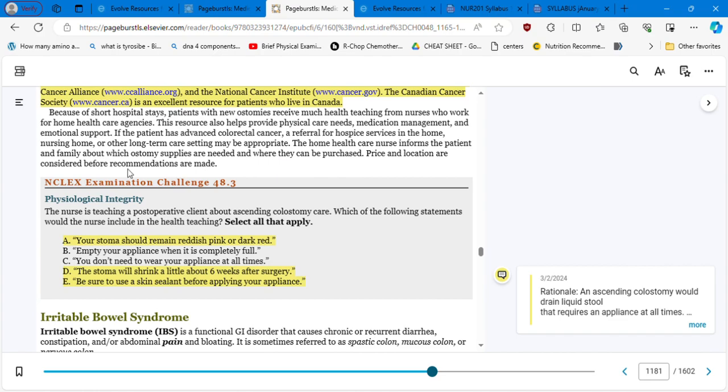Last question. The nurse is teaching a post-operative client about self colostomy care. Which of the following statements would the nurse include in the teachings? Select all that apply. Your stoma should remain reddish pink or dark red. So that's one. The stoma will shrink a little about 6 weeks after surgery. That's correct. And be sure to use a skin sealant before applying your appliance.